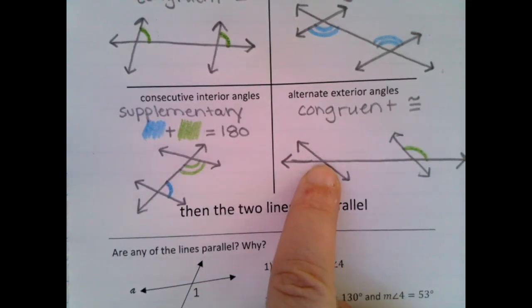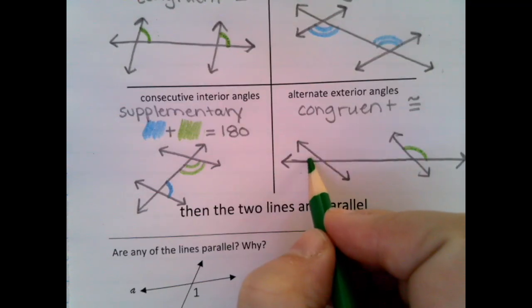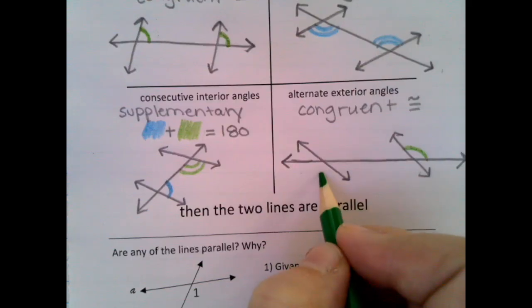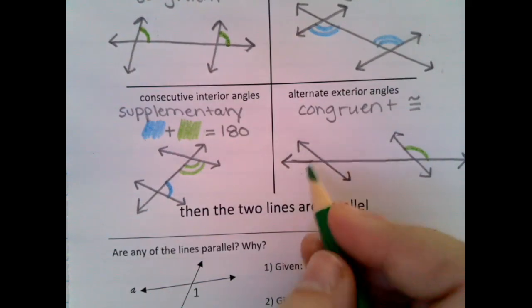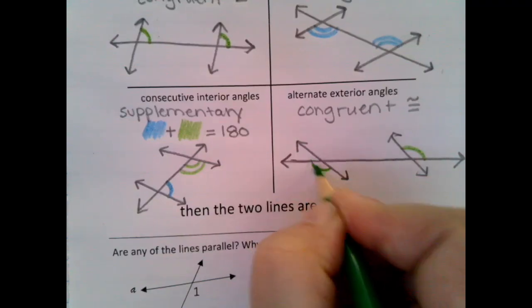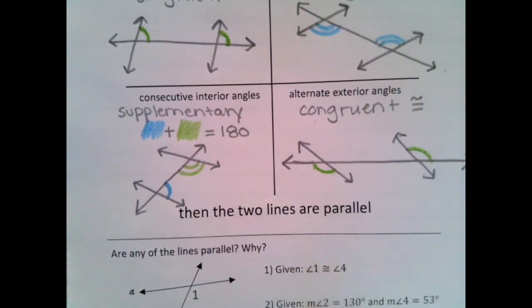So if I start with this one up here, okay, I have to go to the other intersection. Do I want 1, 2, 3, or 4 for alternate exterior? 4, Tanner? Yep. Good, this one's on the outside. It's not between if I pinch these together. Not in between, it's outside. And then this one's kind of above, so we're going below.